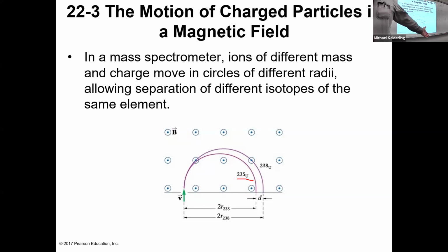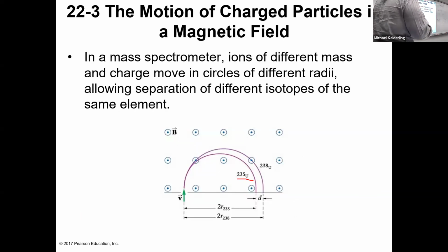It was actually used to separate uranium. One of the ways they separated uranium, in big synchrotrons, for the original atomic bomb. You can separate different elements and isotopes of the same element. You can basically measure the mass of things. You can also use a mass spectrometer to get information about molecules.